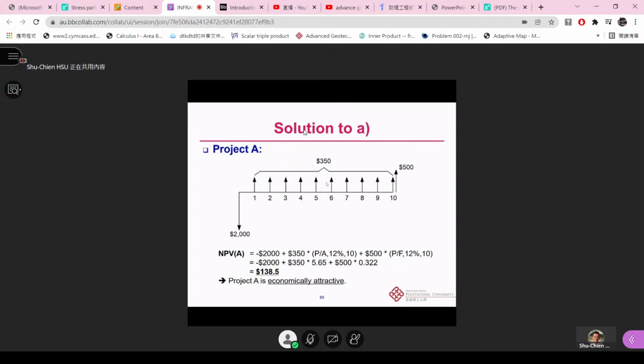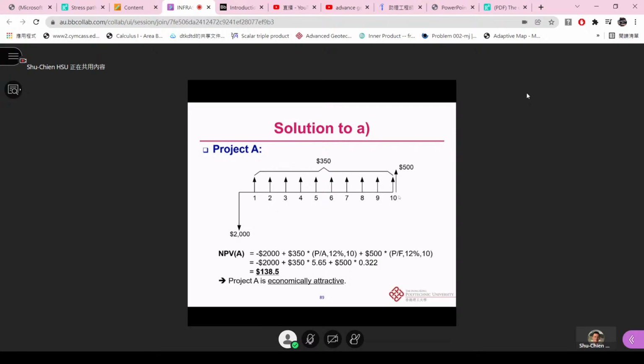Like I mentioned before, we can draw the cash flow diagram. This is for project A. Initially, we have the initial investment of 2,000, the quite long downward arrow. Then we have the upward arrows, which are the profit of each year. From year 1 to year 10, we get 350 constantly for these 10 years. We also have the salvage value in the future. After 10 years, we get the 500 back.